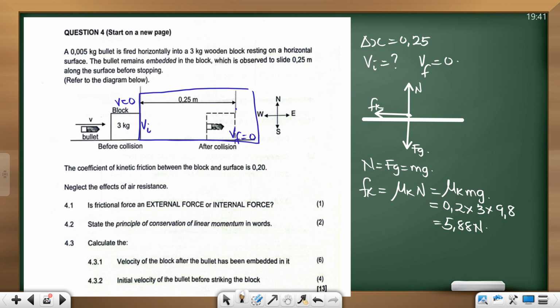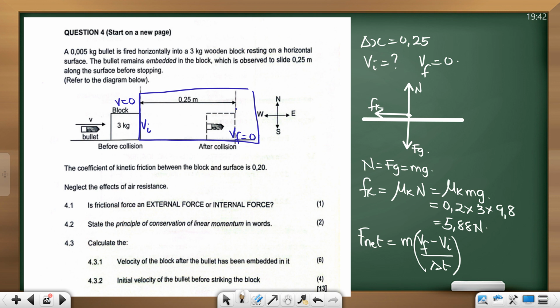Initial velocity. Do you notice this is now motion? What formula do you think we should use? F net equals m·a. F net equals m, what is my a? It's not 9.8. I was waiting for you to commit. Guys, it is not a free fall.